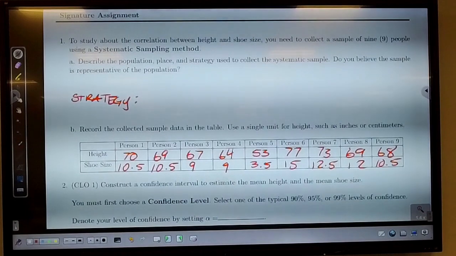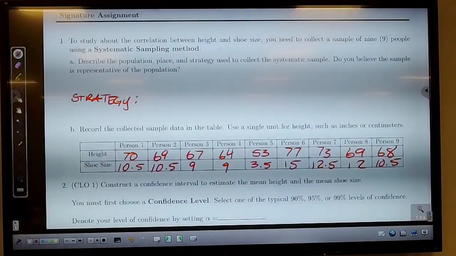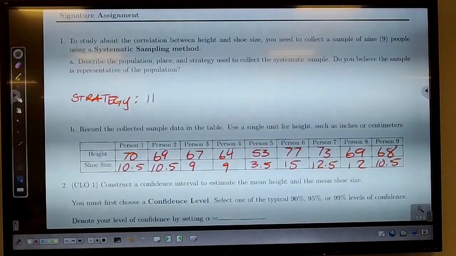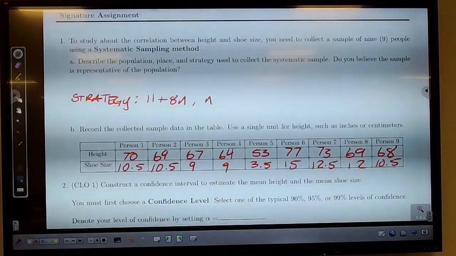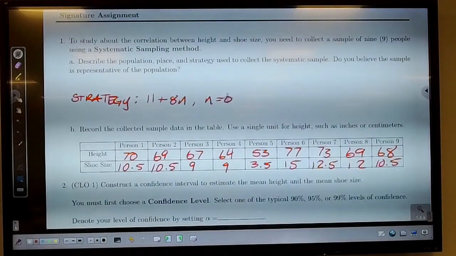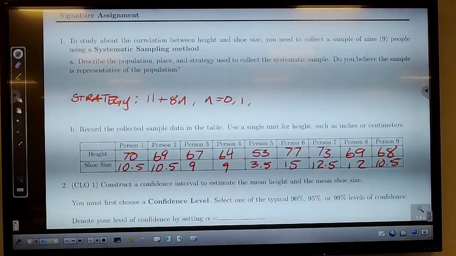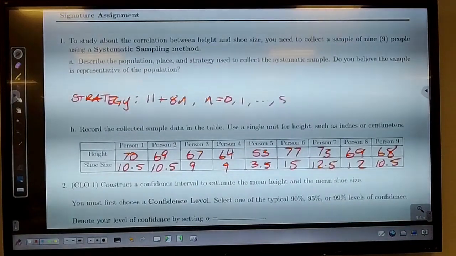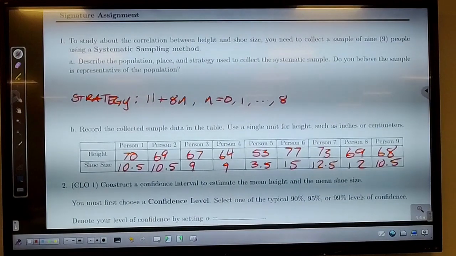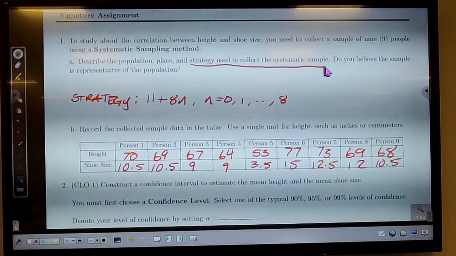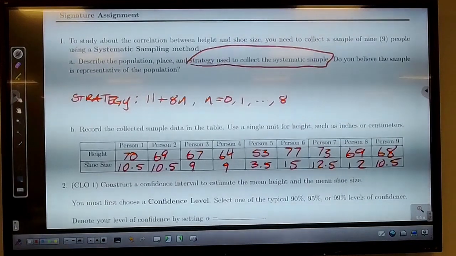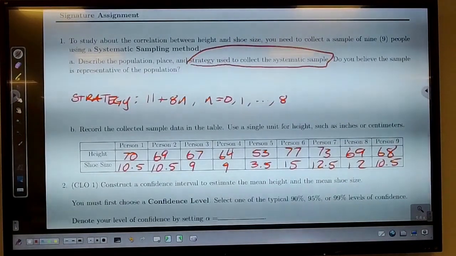We should describe what our strategy was. For me, it was 11 plus 8N, where N varied between 0 and 8. Right? And that takes care of the strategy used to collect the systematic sample part of the question.